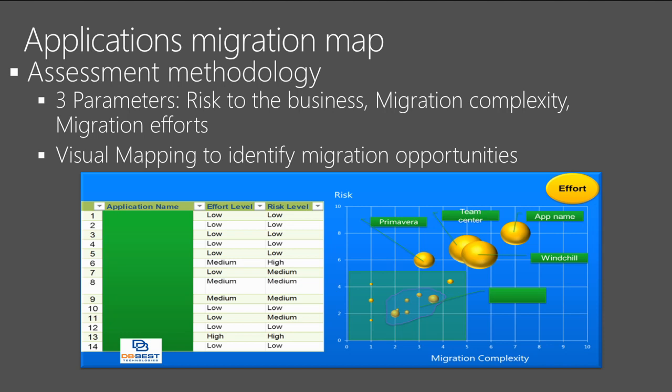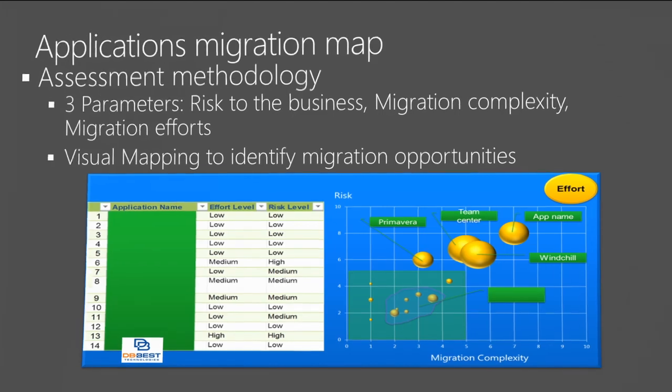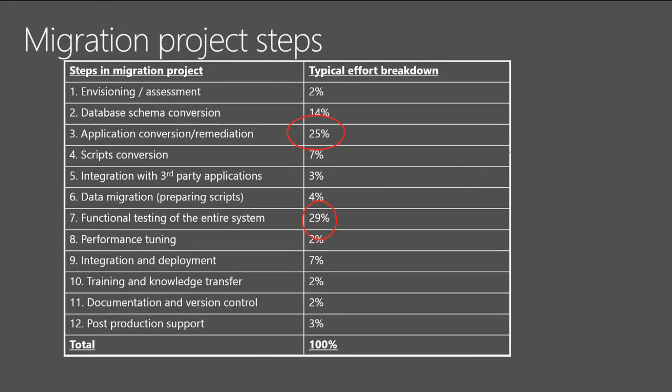So I have all their apps over there. On the x-axis, I have the migration complexity. On the y-axis, I have the risk. And the size of the bubble shows the effort. So I presented this to the management, and I said, based on this, let's migrate the lower left-hand quadrant first. That's the low-hanging fruit, low risk, stuff like that.